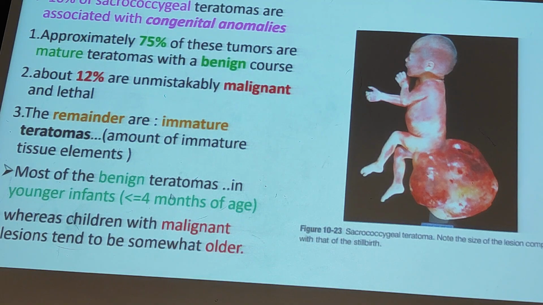Most of the benign teratomas are seen in younger infants in less than 4 months of age. The older children have the more malignant lesions in teratoma. Children with malignant lesions tend to be somewhat older. Okay?